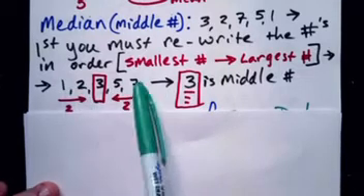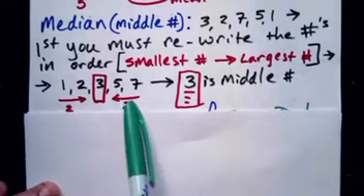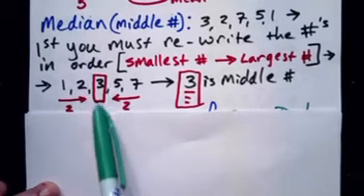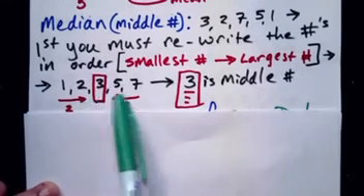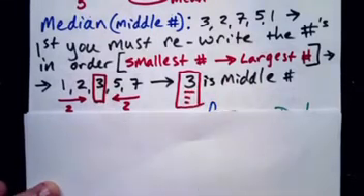So since there's 5 numbers, I'll start to the left, I'll count over 2. I'll start to the right, count over 2. 2 plus 2 is 4. And then the 5th number right there in the middle, that is your median number, right? For this example, 3 is the median number.